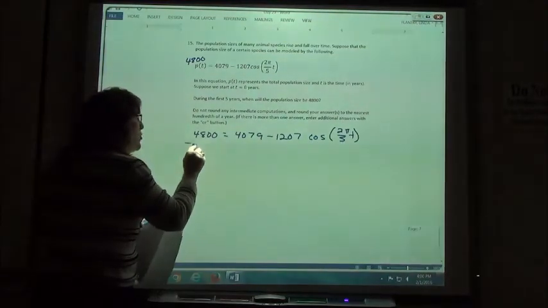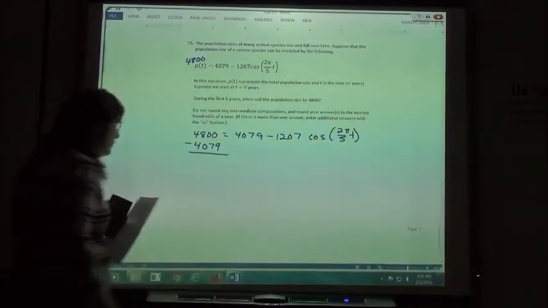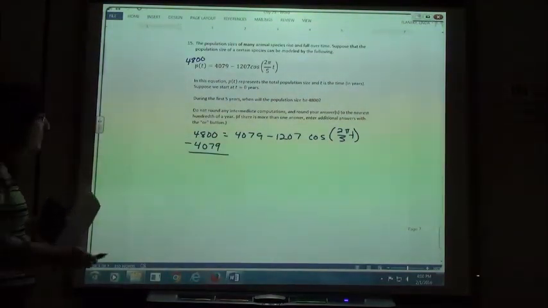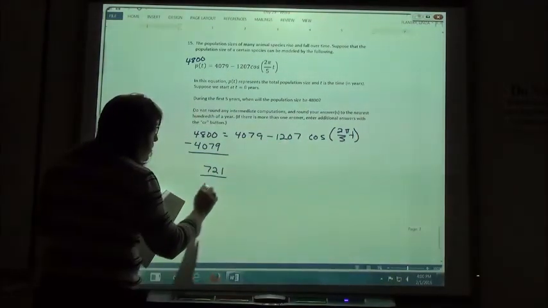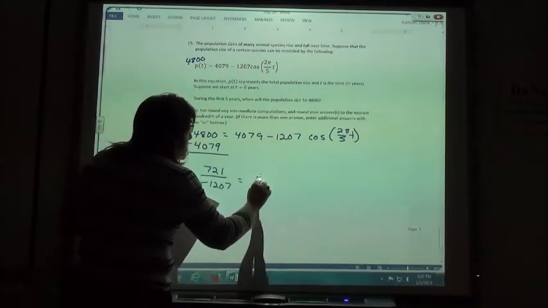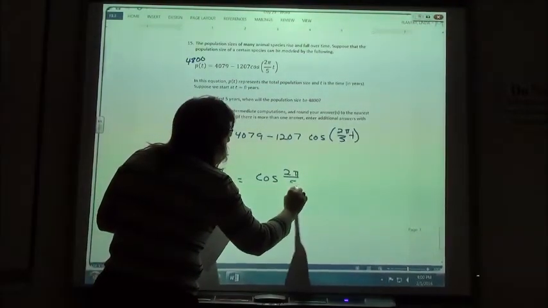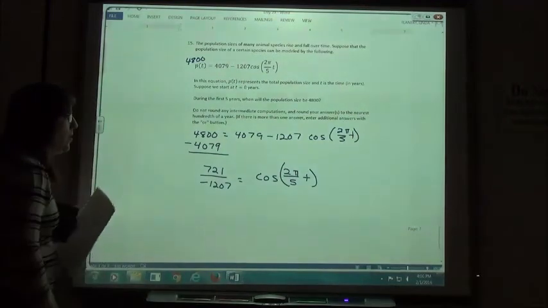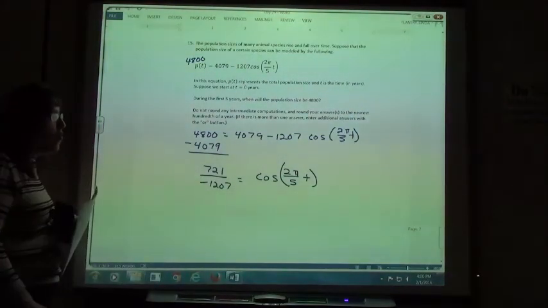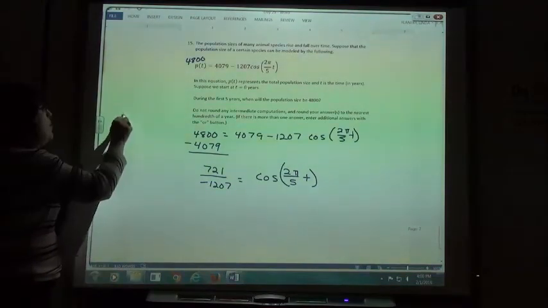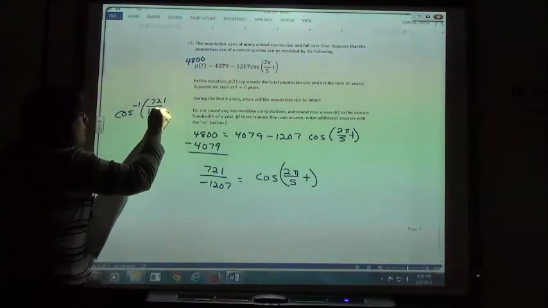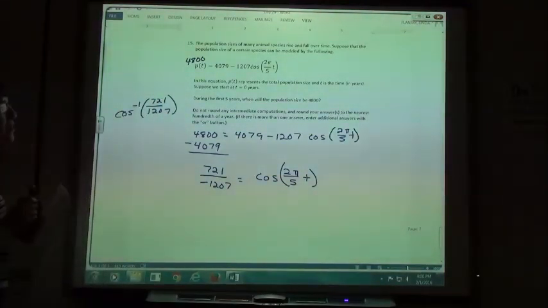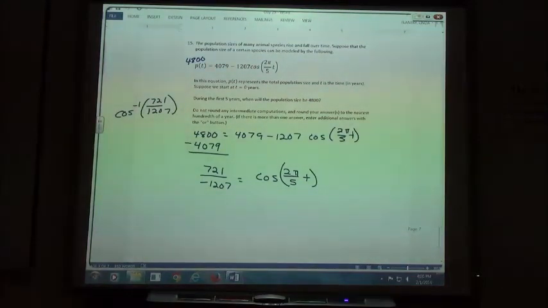So we would subtract our 4,079. 4,800 minus 4,079 is 721. Again, we end up dividing, so we're going to divide by the negative 1,207 to equal our cosine of 2 pi over 5t. Again, when we do this, we want to figure out quadrant 1, so we're not going to use the negative. We're going to do the inverse cosine of the positive 721 over 1,207, figure out what angle is in quadrant 1, then we'll change it to the quadrants that we need to use.